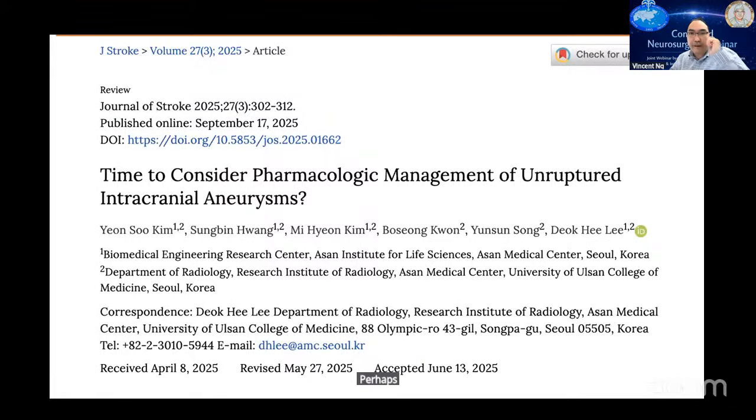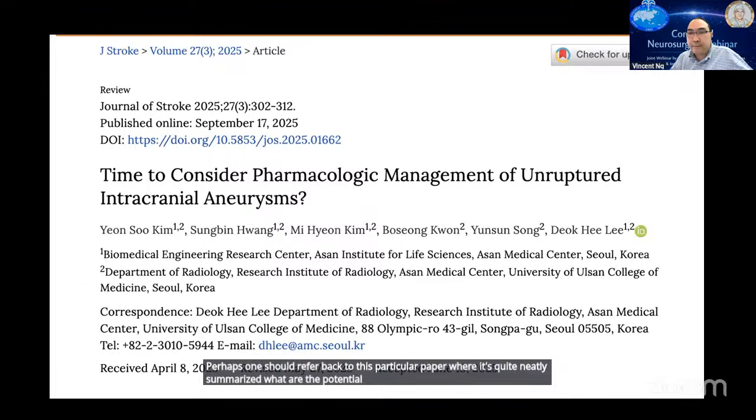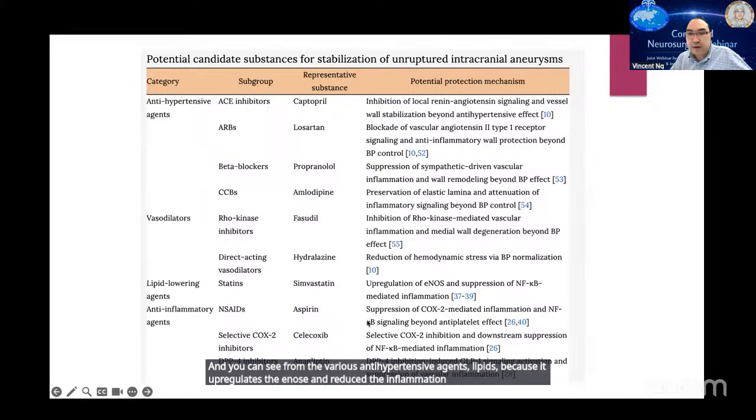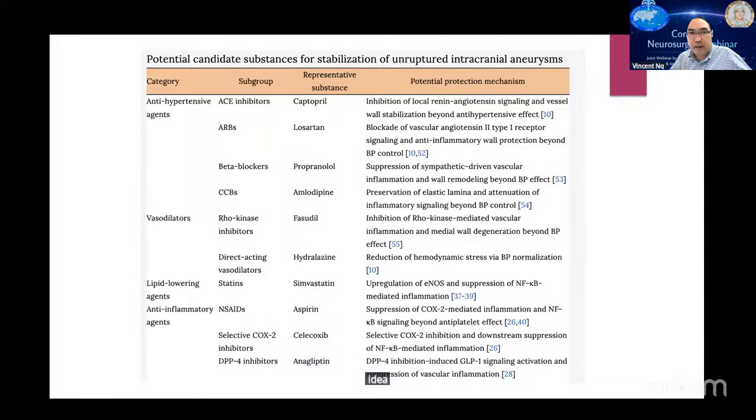Perhaps one should refer back to this particular Korean paper, where the potential pharmacological management of an unruptured aneurysm is quite neatly summarized. You can see the various antihypertensive agents, lipid-lowering agents, because they upregulate eNOS and reduce inflammation, and NSAIDs because of the inflammatory pathways. This paper gives us a fairly good idea of the potential candidates, and most importantly at this moment they are NSAIDs and statins.